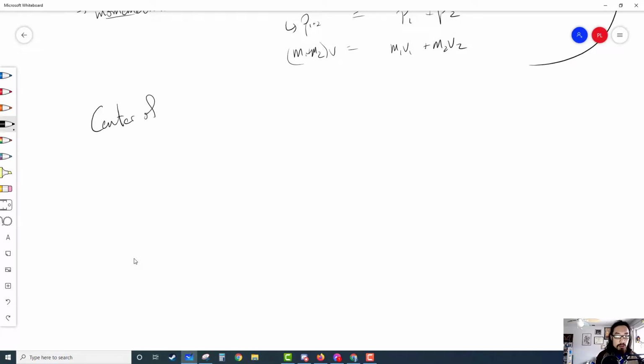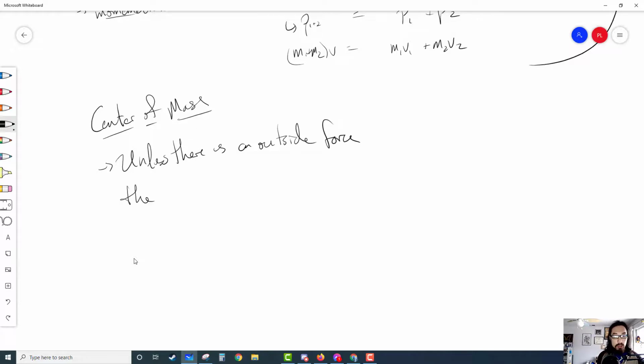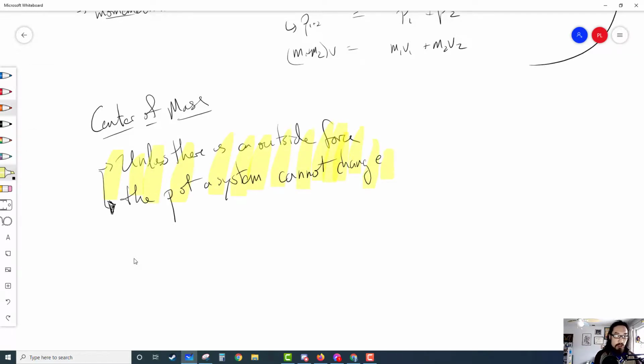The center of mass. So for the center of mass, the big idea is that unless there is an outside force, the momentum of a system cannot change. Now this goes with Newton's laws, and this is something that you should definitely have memorized by now. I do know that if I ask my students, sometimes they don't remember this, and it brings me great heartbreak because this actually makes life so much easier. Okay, that is definitely a highlighting one.